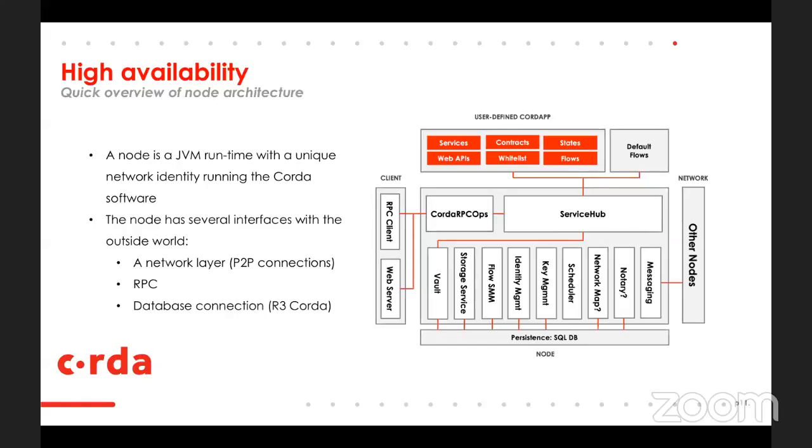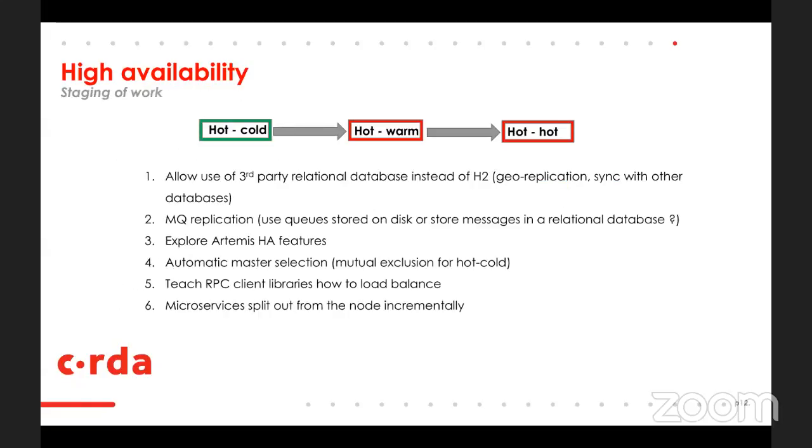And then lastly, we have the database connection, which in the plain Corda node uses the H2 database, but for high availability that is insufficient, because the database is basically bundled up with the node, and if the node fails, the database fails as well. So in case of severe hardware failure, a lot of data could be lost. So it's very important to have high availability for the Corda nodes.